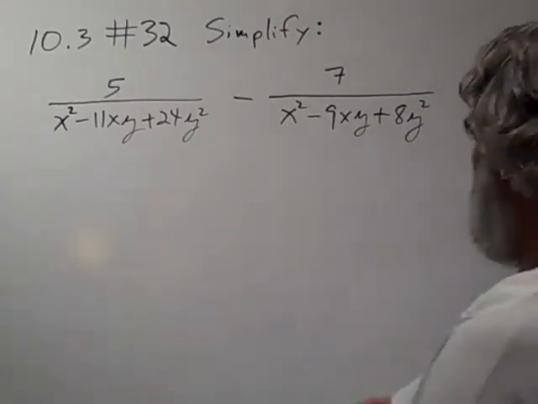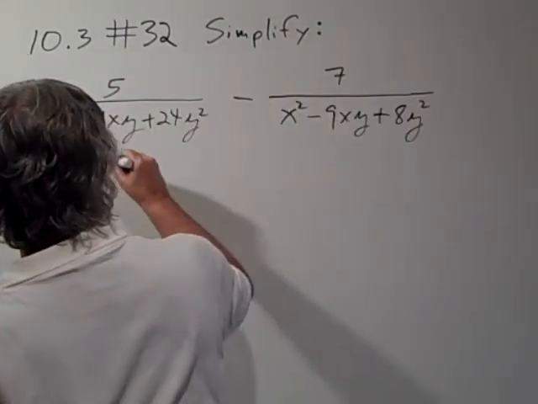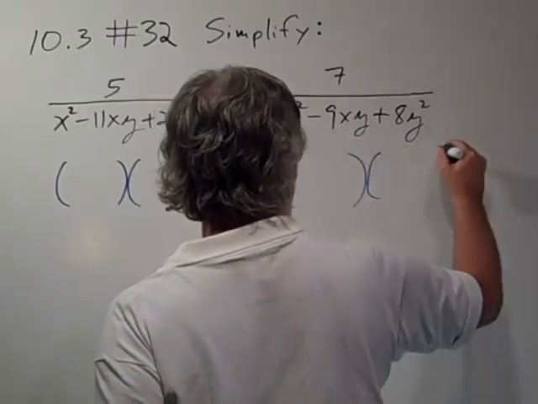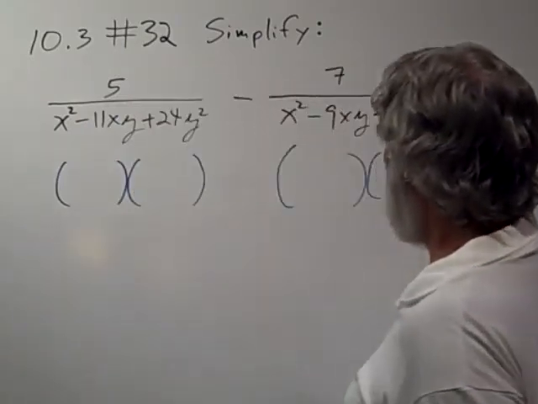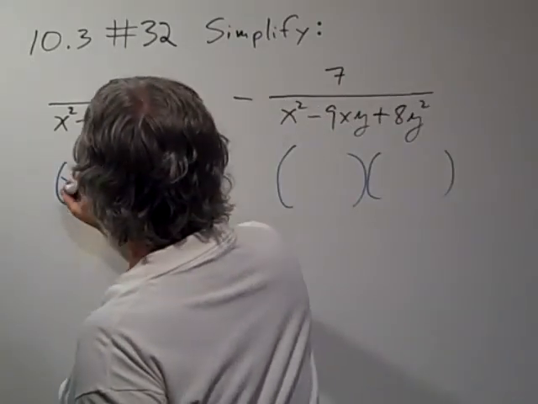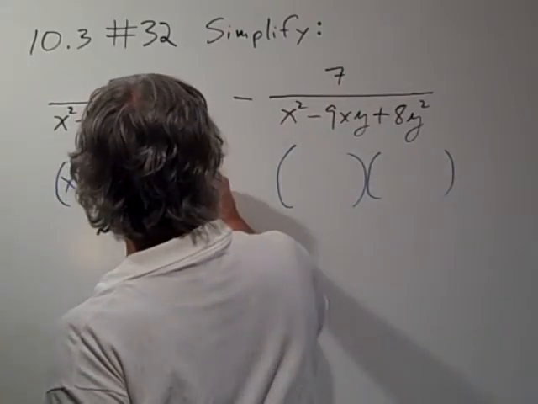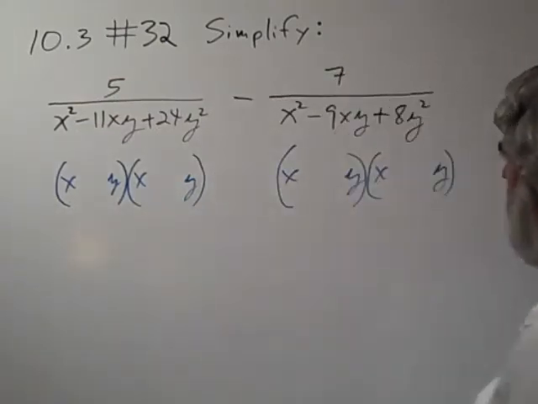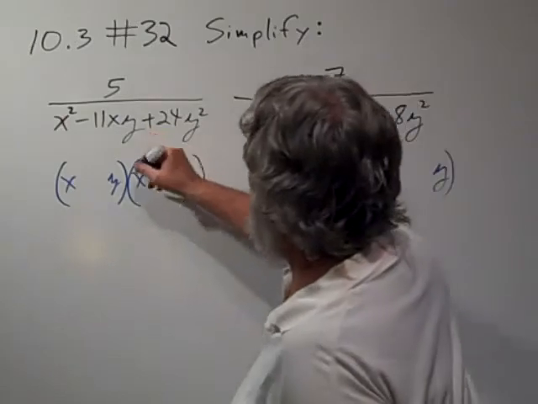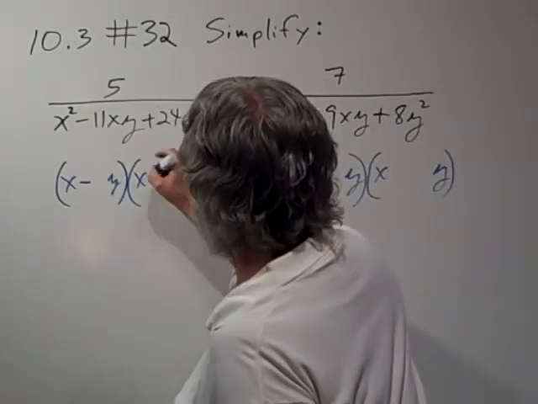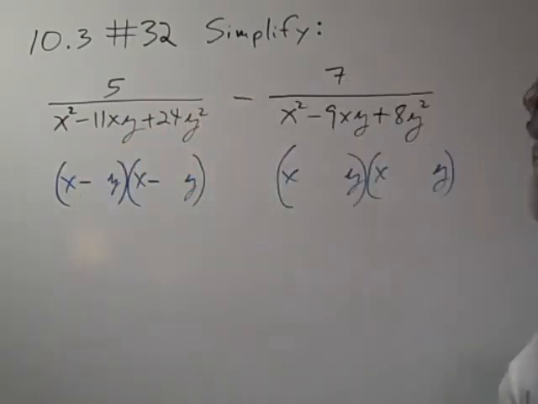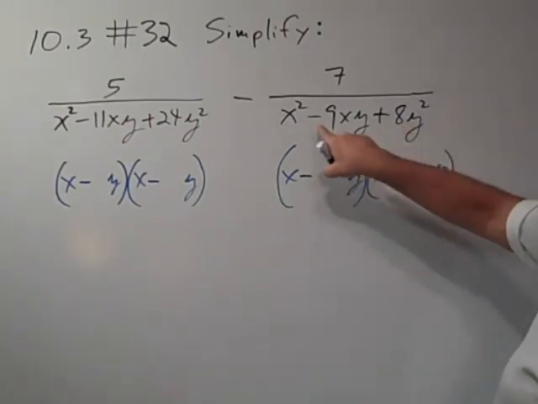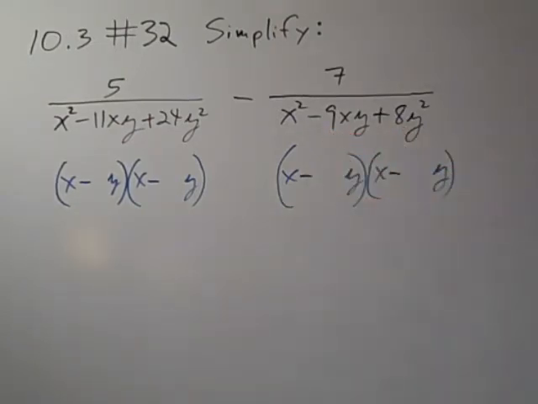First we have to factor the denominators here to find the LCM. So these both start off with an x and end with a y. The first one ends up with a plus, so we have to have a negative times a negative to have a plus on the end and a negative in the middle. Same here. Negative times a negative will get a positive here and yet have a negative in the middle.